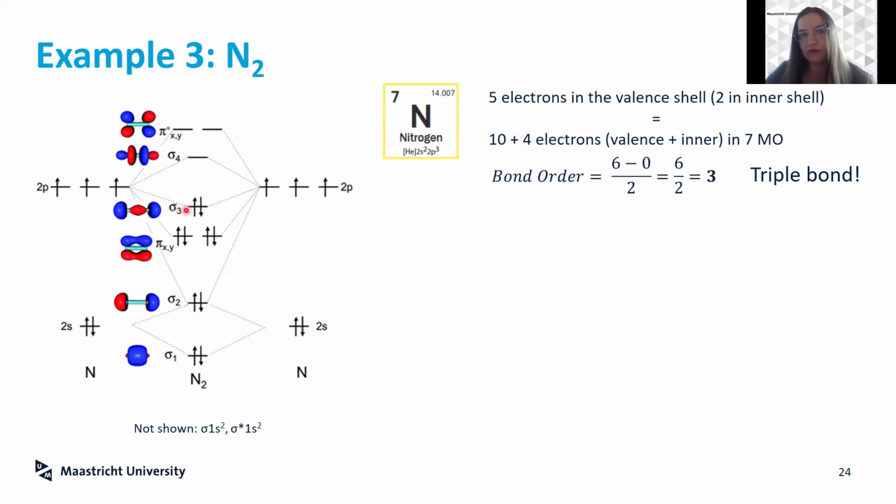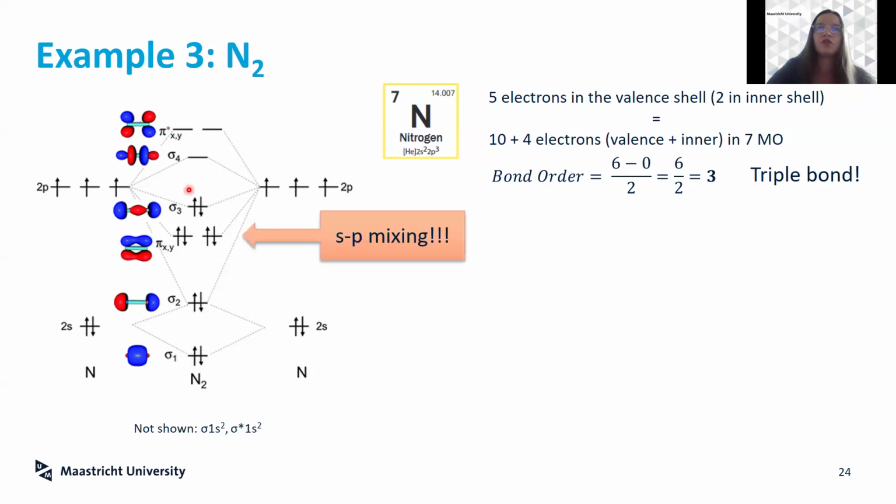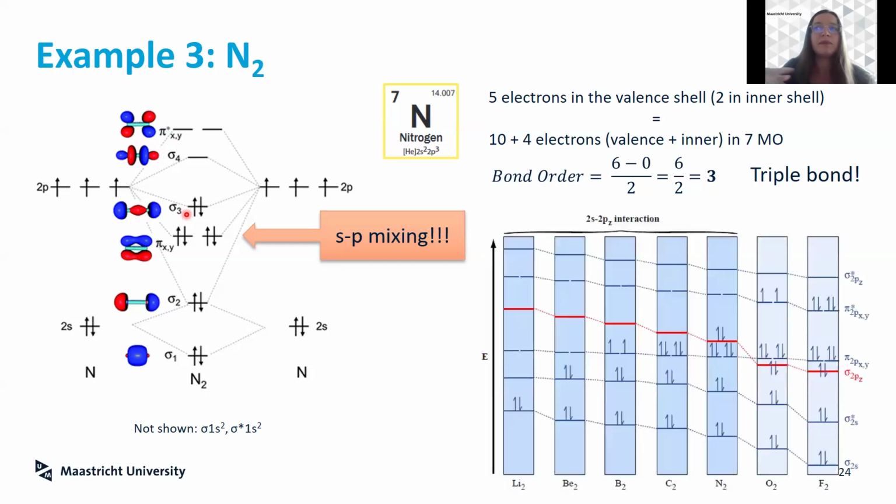But now we see also something else. This feature of flipping over the order, so you don't start with a sigma, but you start with a pi, is a feature of the difference in energy. This is called the sp mixing. So the sp mixing will arise as you move across the periodic table.